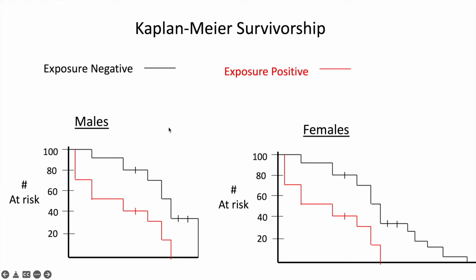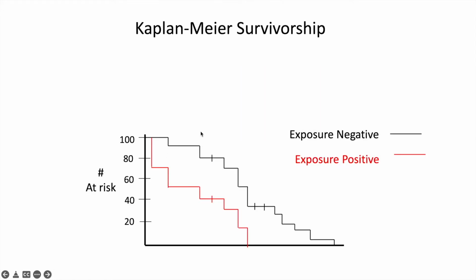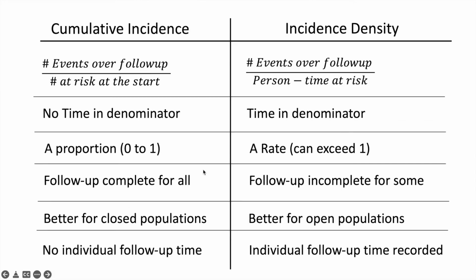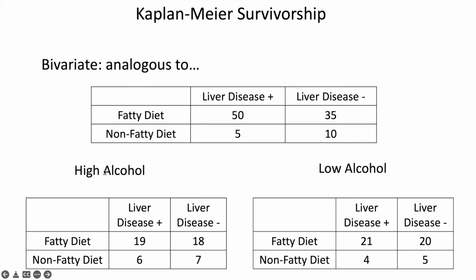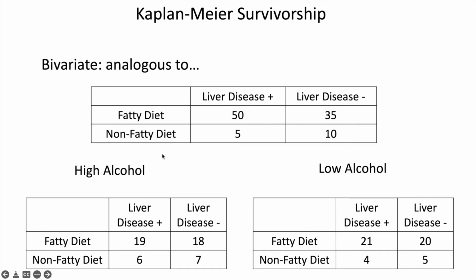Also, we're able to stratify by confounders. Say we thought the lines would be different among males and females, we can do a stratified analysis. And in this way, it's really analogous to this 2x2 table. We have fatty diet and liver disease. That's kind of like our bivariate analysis here, and we're also able to stratify by alcohol consumption, kind of like we did here with males and females. So in that way, Kaplan-Meier is kind of like the bivariate analysis of survival analysis.